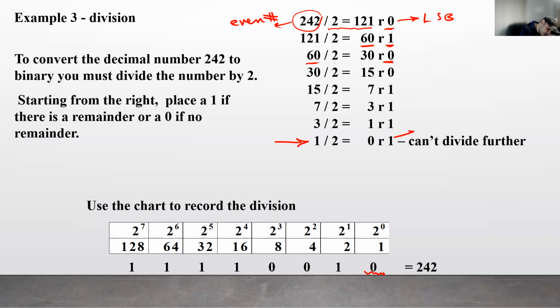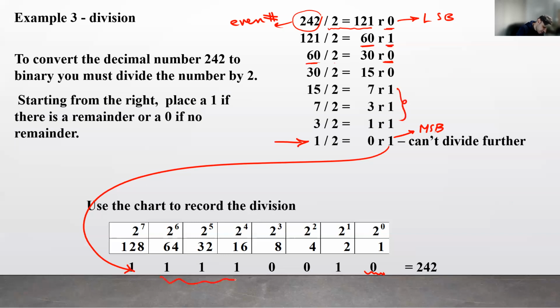And this will be the most significant bit. So here is the most significant bit. Then you have another 3 ones. Then you have 2 zeros. Then you have 1. Then you have the 0, which is the least significant bit. And again, to check on yourself, convert this back or use a calculator. It will give you the same result, 242.